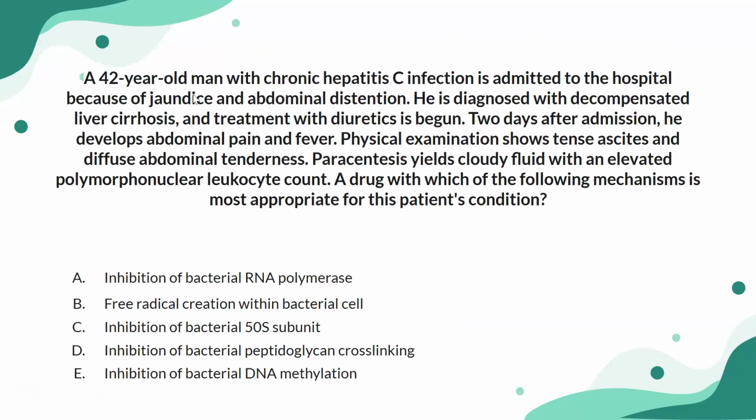Okay, next question. A 42-year-old man with chronic hepatitis C infection is admitted to the hospital because of jaundice and abdominal distension. He is diagnosed with decompensated liver cirrhosis, and treatment with diuretics is begun. 2 days after admission, he develops abdominal pain and fever. Physical examination shows tense ascites and diffuse abdominal tenderness. Now there's pain, and there's fever, and there's an ascites, right?